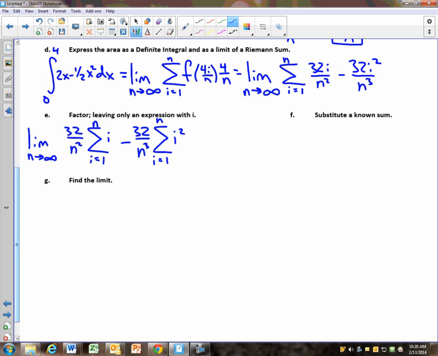Are you okay with this one? I can't leave anything there but an i. So I got to factor out the 32 over n to the third. So I just pull it apart. I just rewrite this as 32 over n to the third times i squared over 1. I just rewrite it like that. That's all I do.